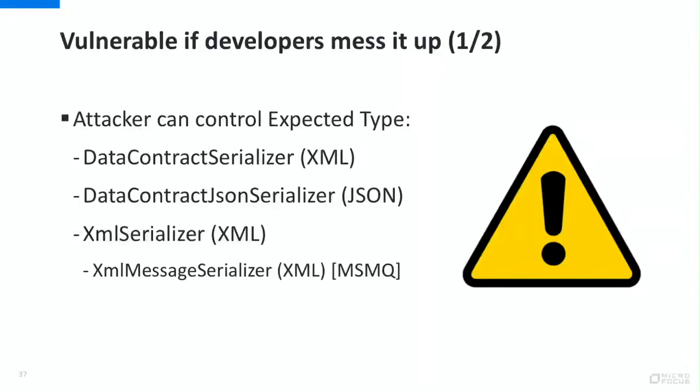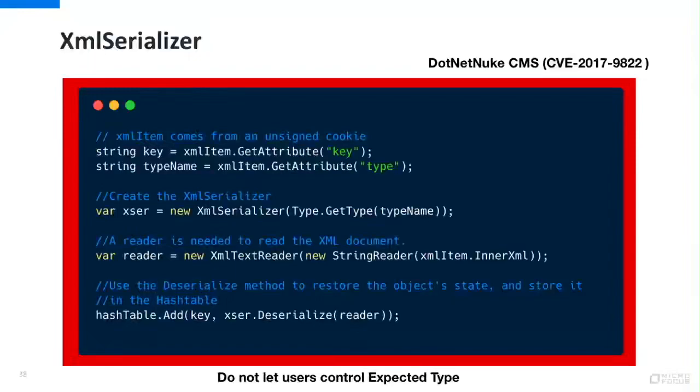So in these cases, they are still vulnerable, but the attacker needs to control not just the data that is going to be deserialized, but also the expected type. You may think that this is not very common, but I found, for example, one good example in DotNetNuke, which is the most popular content management system in .NET. Basically, at some point, they were taking the contents of a cookie that was not signed, and that was an XML cookie. I don't know why.